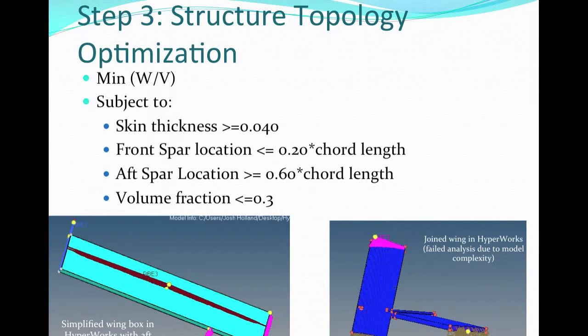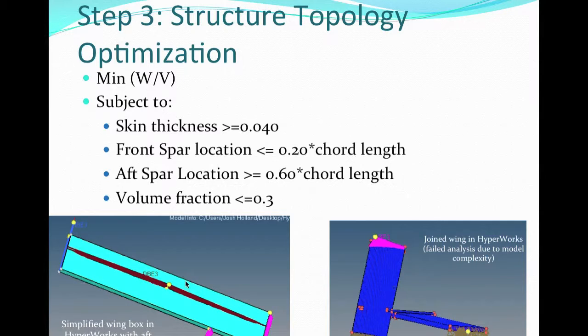And then the third step, which I'm currently working on, is to minimize the weight to volume ratio subject to the parameters right there. Initially I put in this simplified wing box configuration for the front and aft wings in the bottom right. That presented some challenges for HyperWorks due to the complexity of the model and the size of the mesh elements produced. So I went back and simplified it.